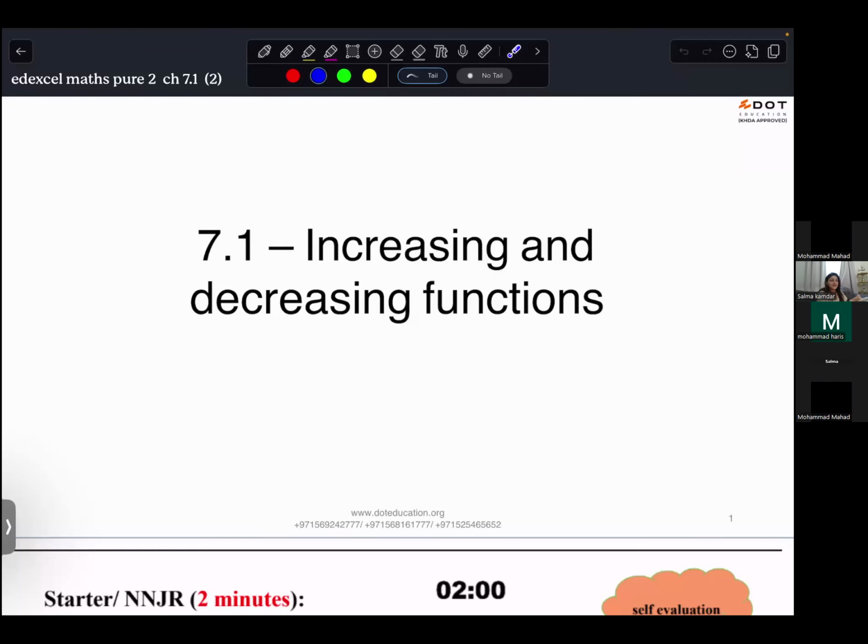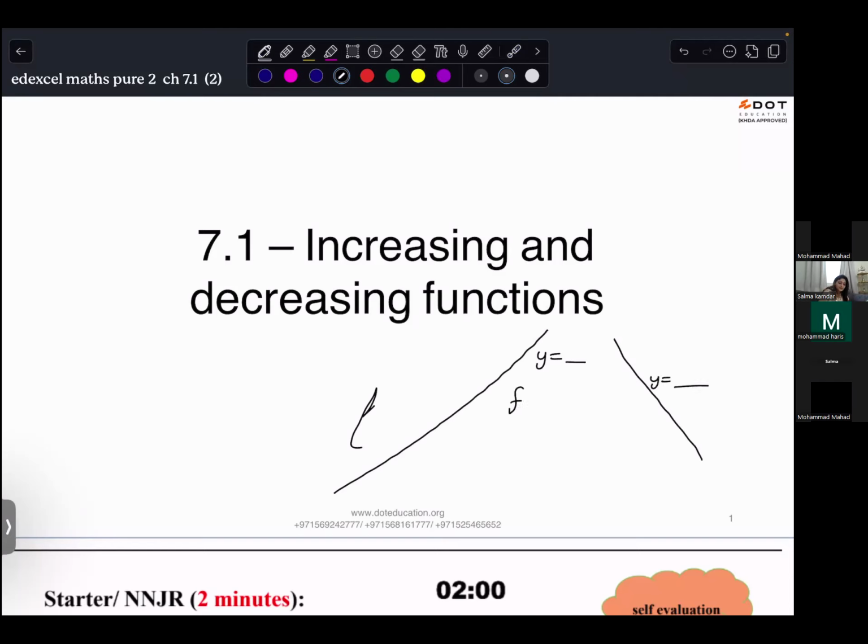We are doing chapter 7 Edexcel IAL Pure Maths 2, where we're dealing with the first exercise, which is increasing and decreasing functions. One thing you need to know over here is that you have a curve. Say you have a curve which may look like this or which may look like this. The function of this curve is y is equal to something, or I would say it is f of x is equal to something.